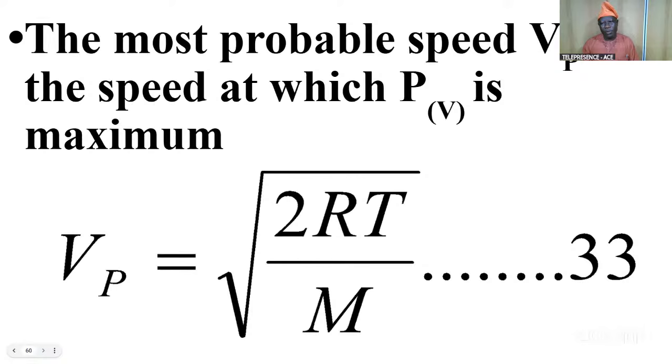The most probable speed, Vp, is the speed at which P, which is relevant to volume, is maximum. So Vp here is the volume at constant pressure, equals the square root of 2RT over M. What's the difference from the initial formula? The other one is 8RT. This one is now 2RT.